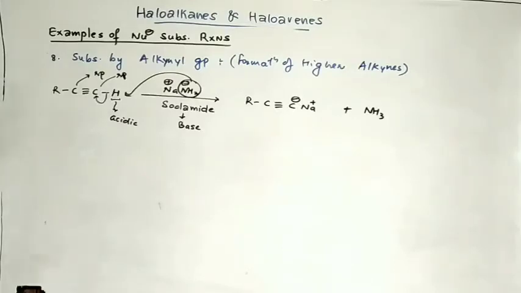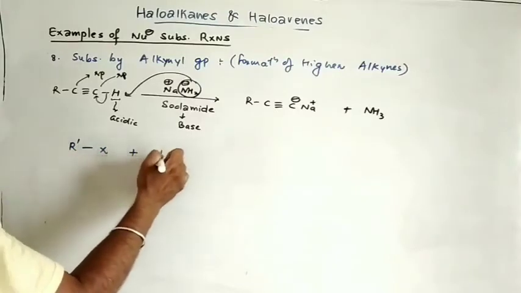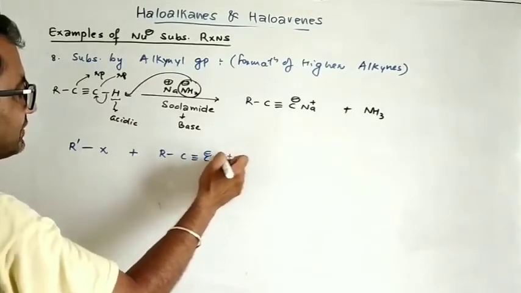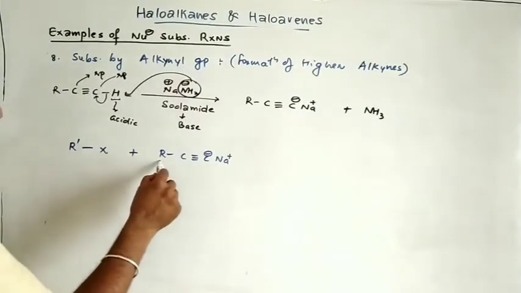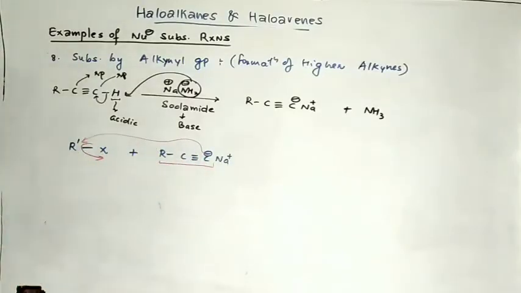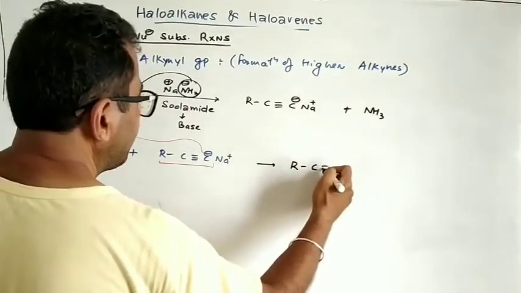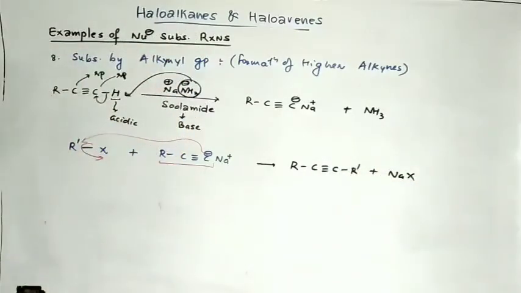So now when you further treat this molecule with some alkyl halide, say R'-X, plus RC triple bond C negative Na positive, this portion of the molecule is the nucleophile. It will attack here and X is removed, so we get R-C triple bond C-R' plus NaX. In this way you can prepare the higher alkynes.